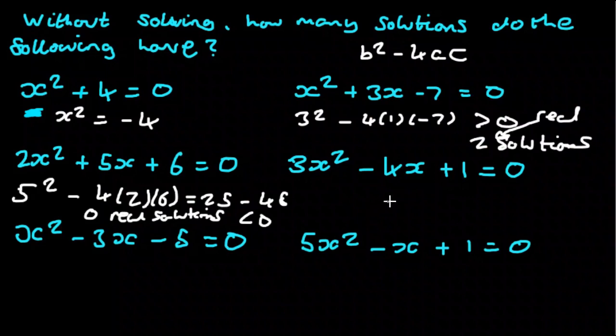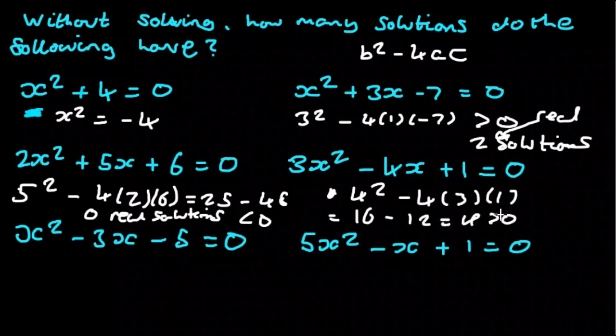Okay, and here again we're going to do the same technique. Minus 4 squared is the same as 4 squared, minus 4 times 3 times 1. So that's equal to 16 minus 4 times 3, which is 12, which is equal to 4, greater than 0. So that is 2 real solutions. You can write 2 real distinct solutions if you want, but you don't have to.